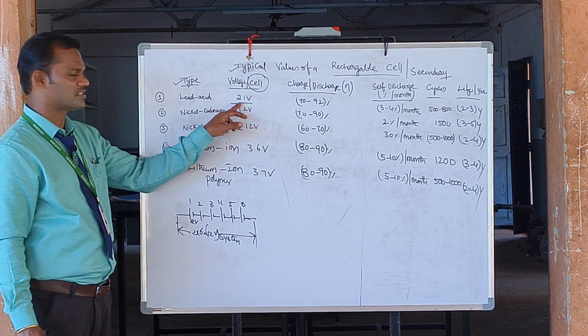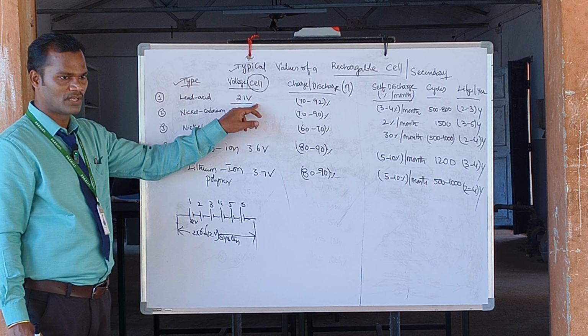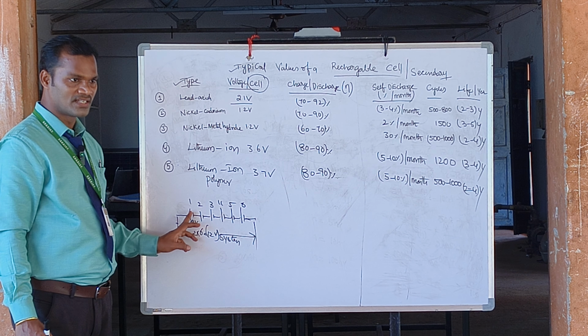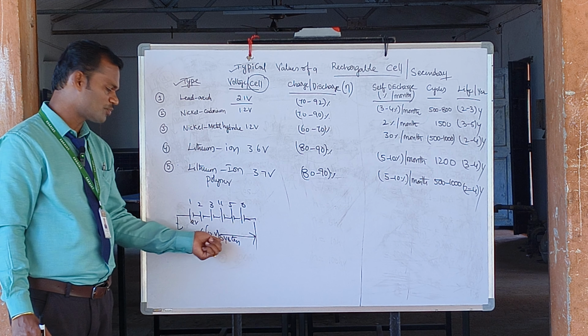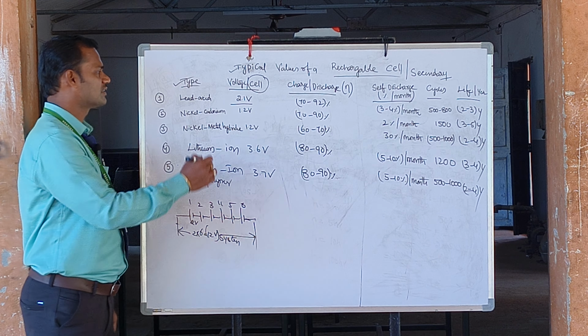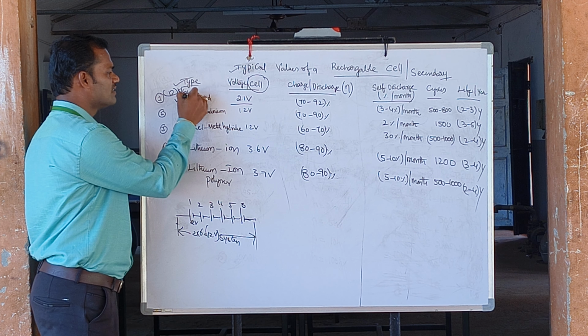Each cell voltage is 2.1 volts. That is called voltage per cell. And how many cells do you have to connect like this? 6 cells, in series connection, to develop an output voltage of 12 volts. That is called a lead acid battery with 12 volts as the system voltage.